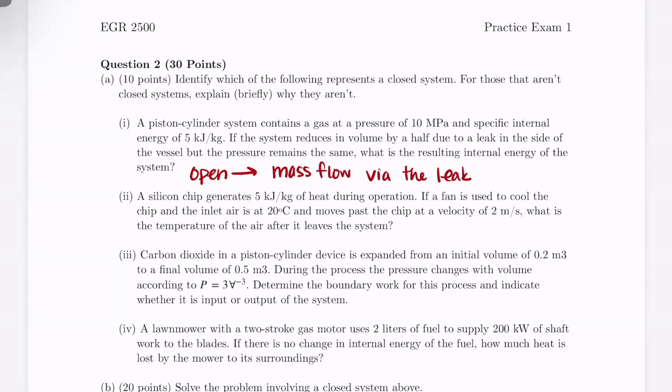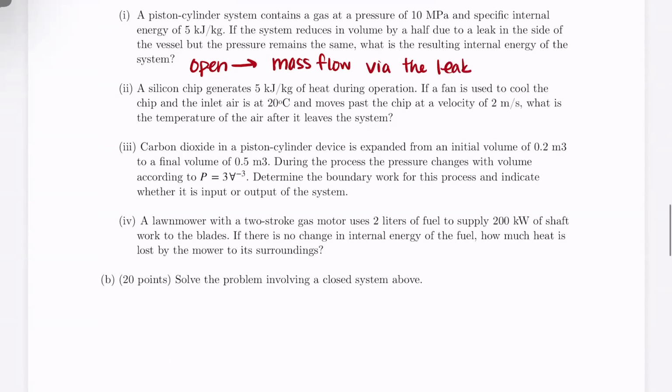Does that make sense? Okay, second one, we have a silicon chip generating 5 kilojoules per kilogram of heat during operation. If a fan is used to cool the chip and the inlet air is 20 degrees C and moves past the chip at a velocity of 2 meters per second, what is the temperature of the air after it leaves the system? Open, yeah, why?